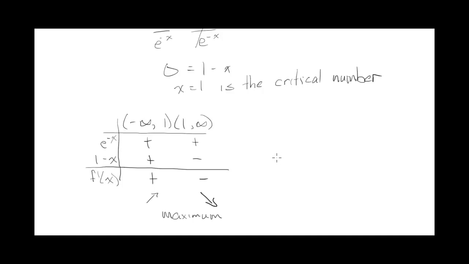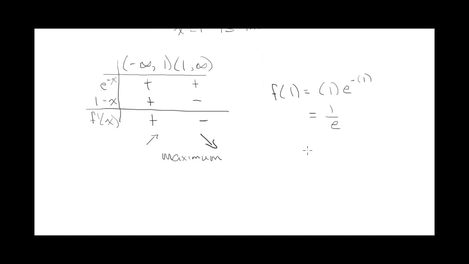Now you need to figure out the y value, because I think the question asks for the maximum, which would be the y value. So sub in 1 to the original function. The original function was x times e to the negative x, so that's 1 times e to the negative 1, which would be 1 over e. So therefore the maximum value is 1 over e.